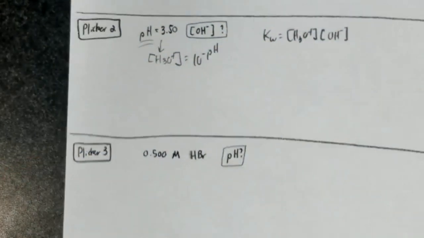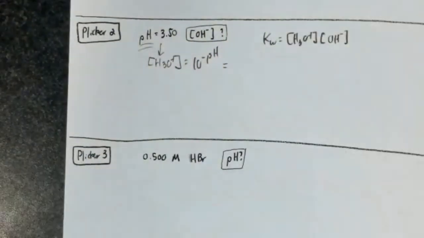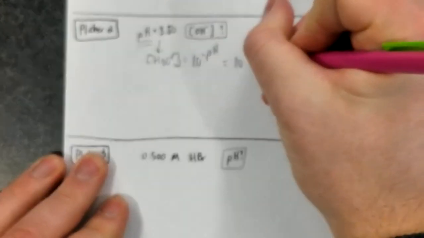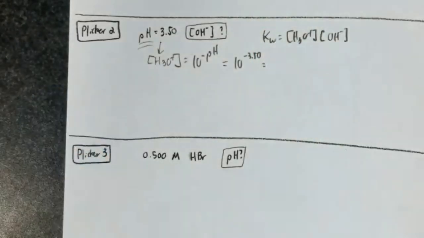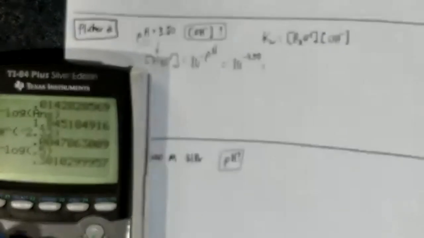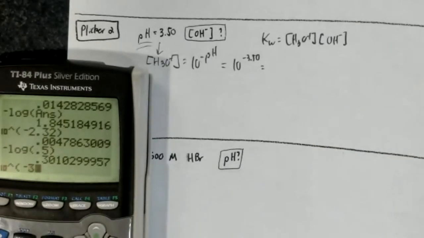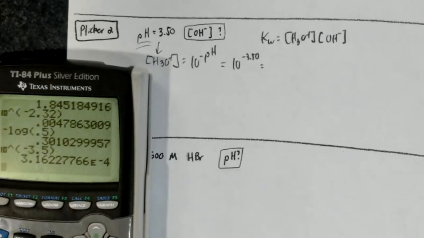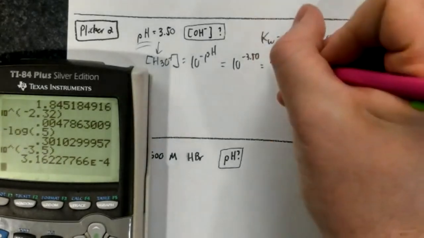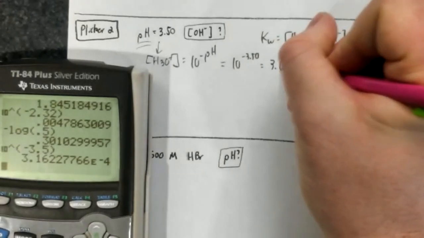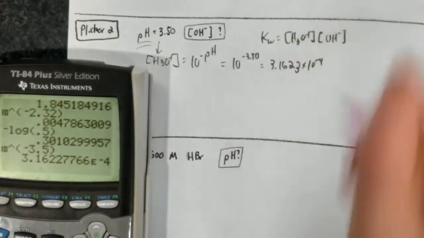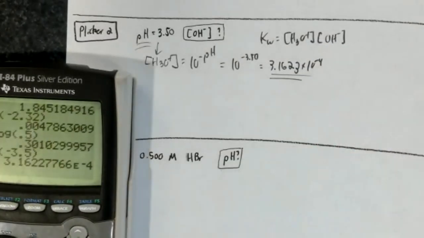If I plug that in, 10 to the negative 3.50 is going to equal, and I'm going to carry some extra sig figs just for good measure, 3.1623 times 10 to the minus 4. This is my concentration of H3O plus.